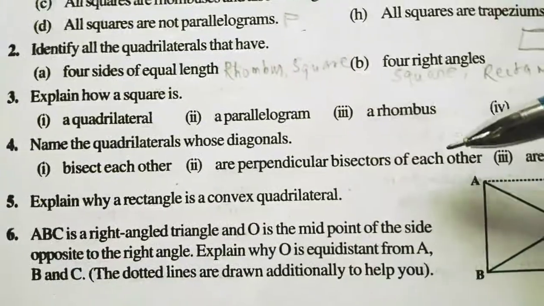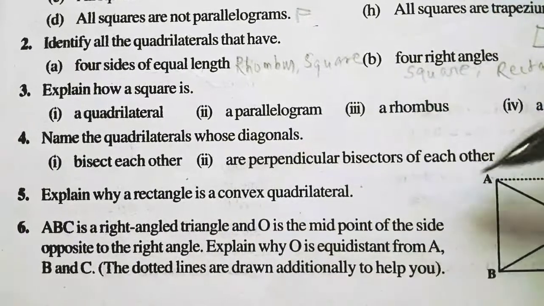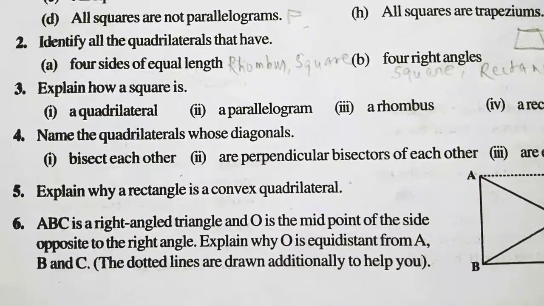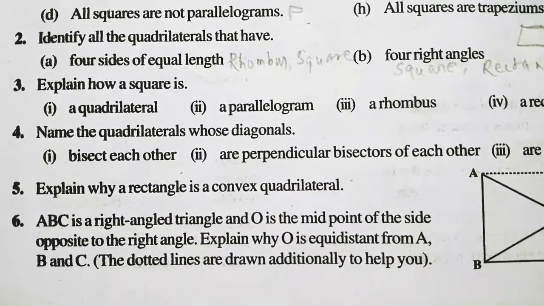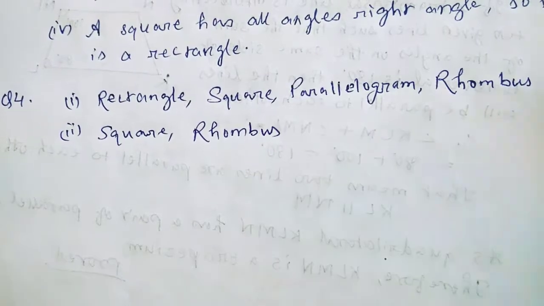Next one, the perpendicular bisector of each other. So which quadrilaterals have diagonals that are perpendicular bisectors of each other? That means the diagonals meet at a 90-degree angle. So it is what? Square and rhombus only, right? So the answer for number 2 is square and rhombus.